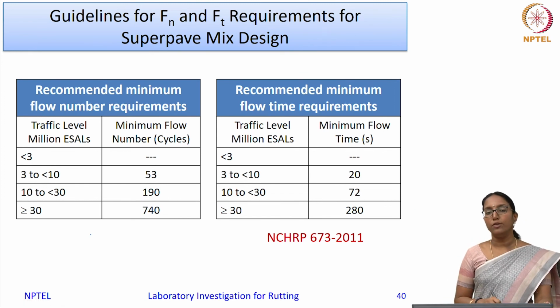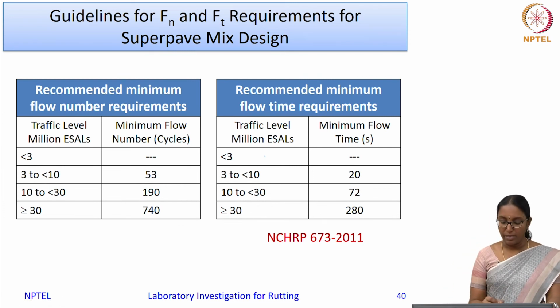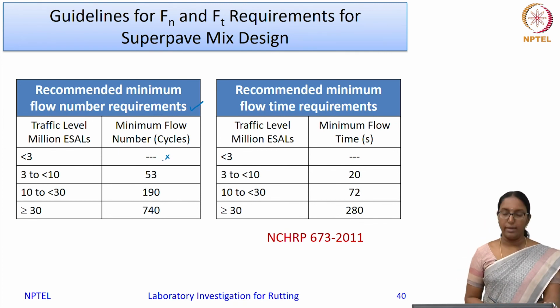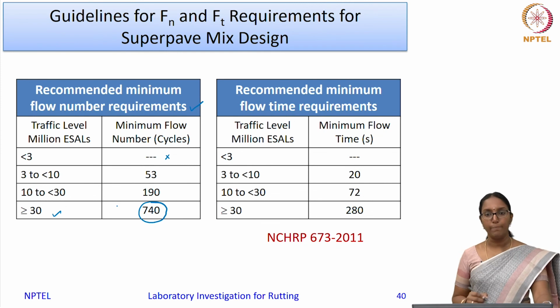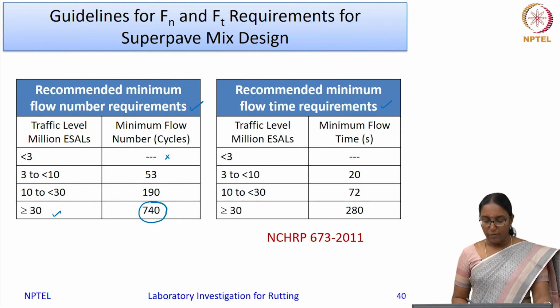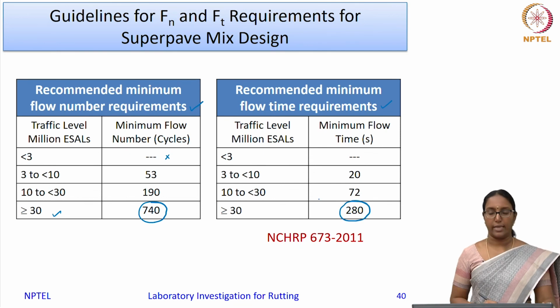There were minimum values recommended for the flow time as well as flow number earlier. So these are the values given here. For the minimum flow number requirements, if you have a traffic of less than 3 million standard axles, there is no recommendation given here. Whereas if you have a standard axle load traffic of more than 30 million standard axles, you should have a flow number of at least 740 when you test the material in the laboratory. Similarly, for the flow time, for greater than 30 MSA, the minimum flow time required is 280 seconds.